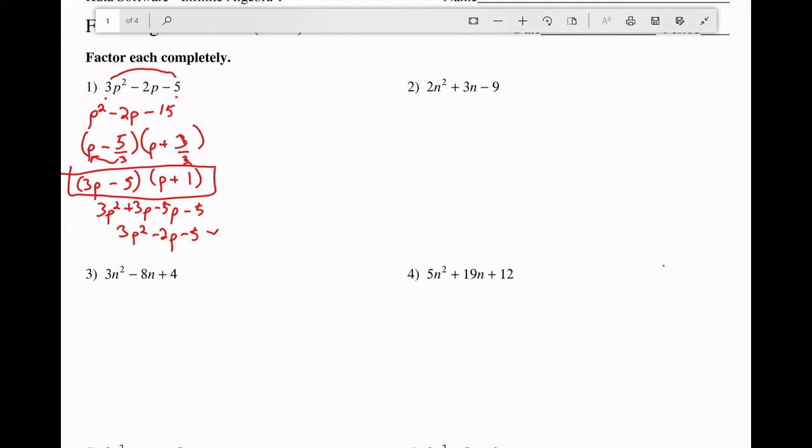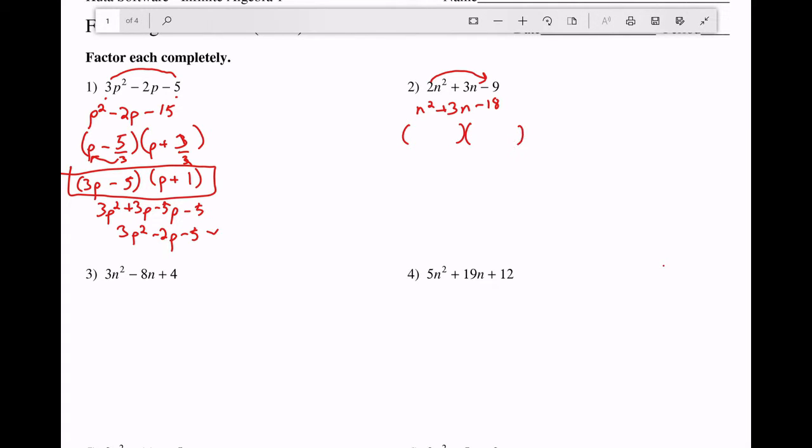First thing I'm looking at: can I take out a greatest common factor? Nope, because 2 doesn't go into 3, doesn't go into 9, and there's no other variable to take out either. All right, and so again, I'm going to slip the 2 to the 9, and so now I've got 9n squared plus 3n minus 18. Okay, and I'm going to factor it just like normal.